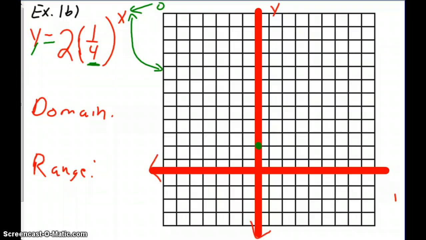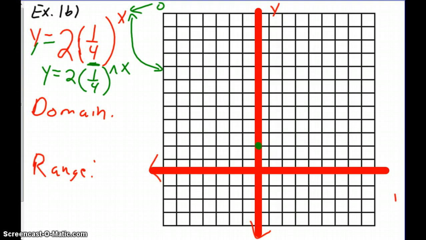What's happening is, so type this in the graphing calculator. And what you're going to type in is this: y equals 2, and then parentheses, 1/4, close parentheses, and then caret x, like that. Okay, so go type it in.